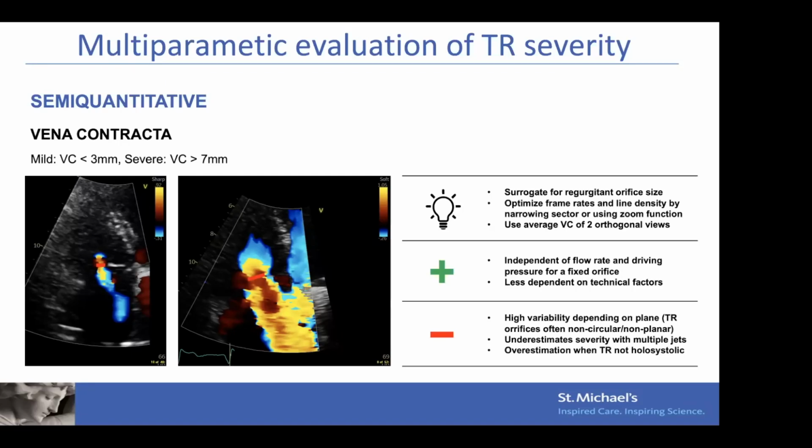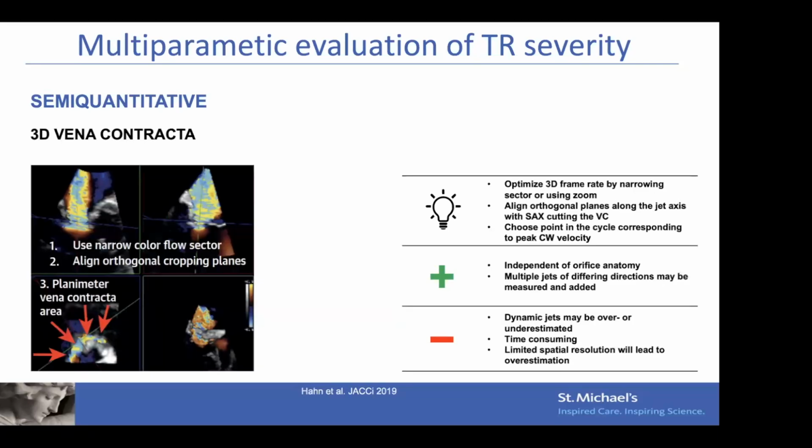But it's highly variable, and also there's a lot of underestimation when there are multiple jets. To overcome some of these limitations, some have proposed to use a 3D vena contracta area instead of a single linear measurement. This has a benefit that it's more independent of orifice anatomy because you're using area, and you could also use it when there are multiple jets by just adding different areas.